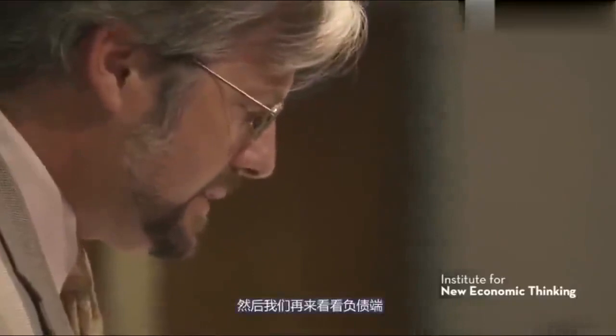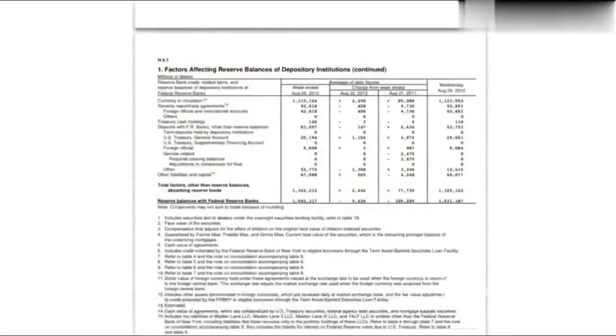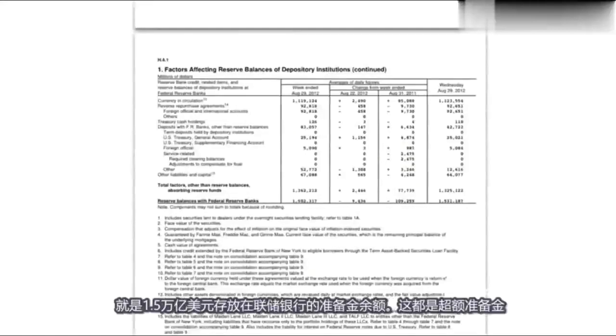And here's the liability side. You can see that the liabilities of the central bank include about $1 trillion of currency in circulation. That's green pieces of paper. There's also a bunch of other small numbers. Then there's this other big number, $1.5 trillion in reserve balances with Federal Reserve banks.